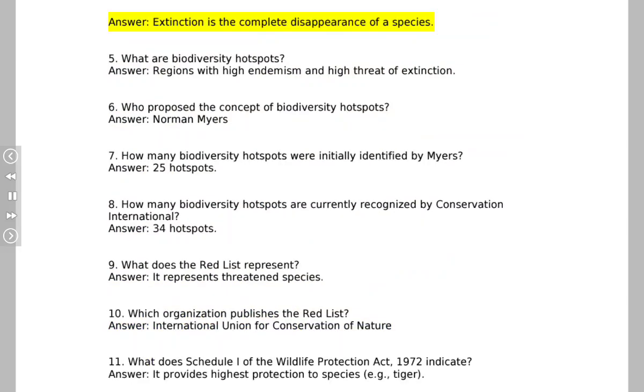4. What is extinction? Answer. Extinction is the complete disappearance of a species. 5. What are biodiversity hotspots? Answer. Regions with high endemism and high threat of extinction. 6. Who proposed the concept of biodiversity hotspots? Answer. Norman Myers.